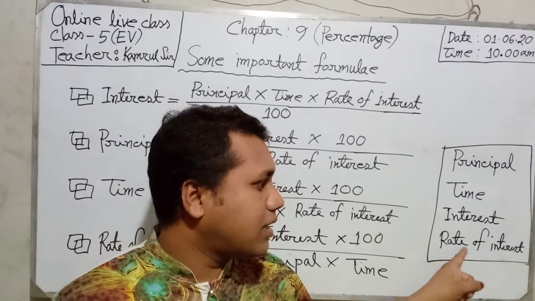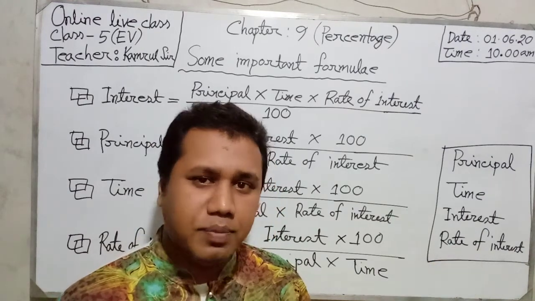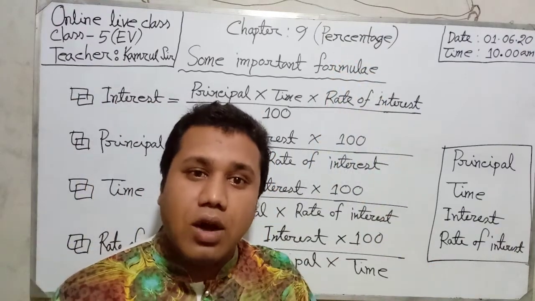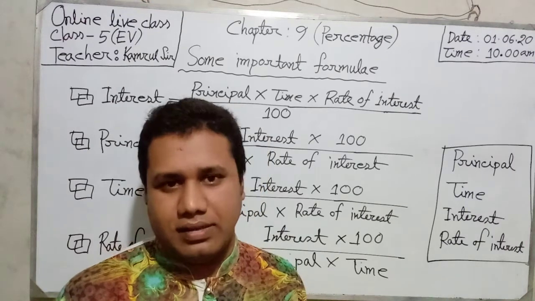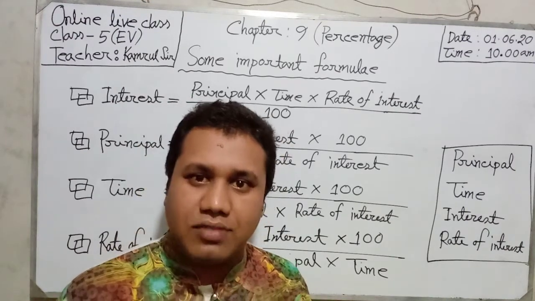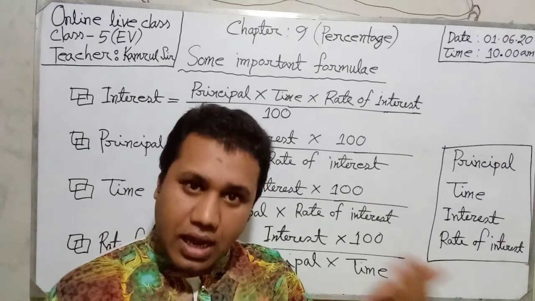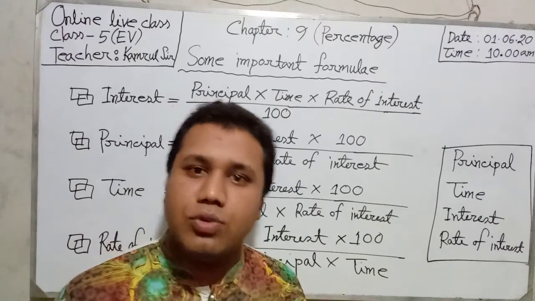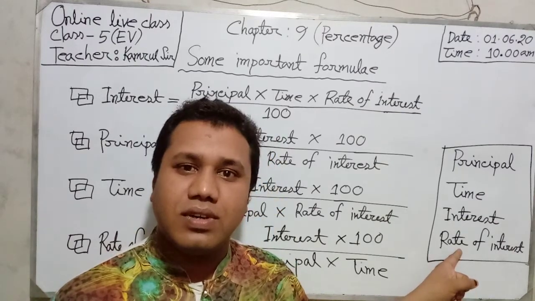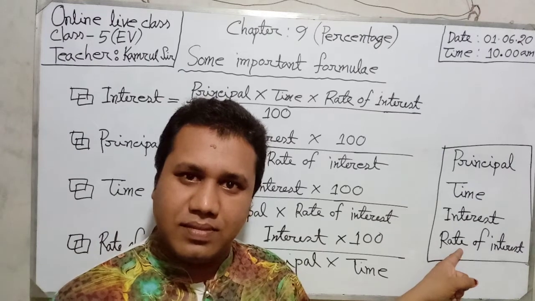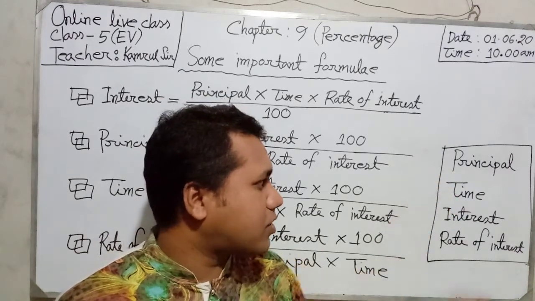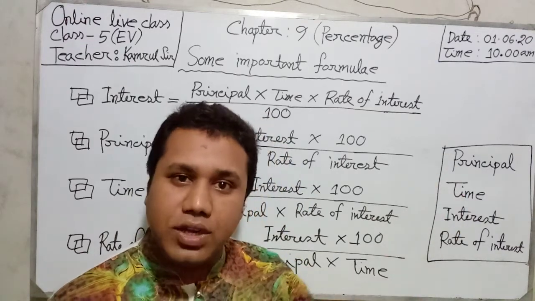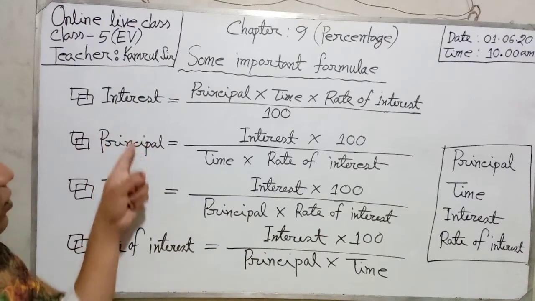Now the last topic, rate of interest. Rate means according to percentage. In this chapter, percentage, rate of interest means out of 100 taka, how much interest you will get after 1 year. Again, out of 100 taka in 1 year, how much money you will get. This is your rate of interest. Clear? So we know the meanings of principal, time, interest and rate of interest. Using these 4 terms, we can write 4 formulas.